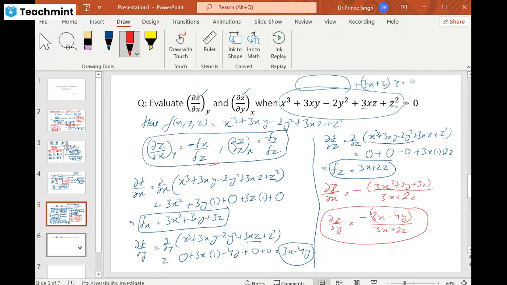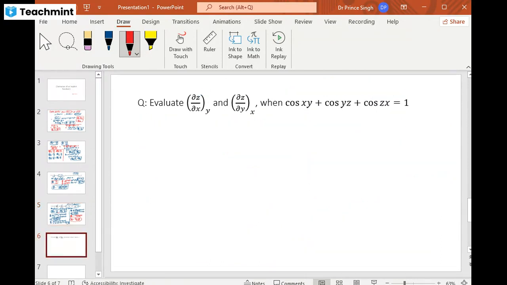Okay, let us consider one more. This time again we are given the function cos of xy plus cos of yz plus cos of zx, because here these variables are in the angle of cosine. So again, two terms containing z, two terms containing x, two terms containing y. So again, it is not possible to separate the variables. So it is a problem of an implicit function. Firstly, we are going to differentiate with respect to x, y, and z, because we need the derivatives with respect to x and with respect to y also.